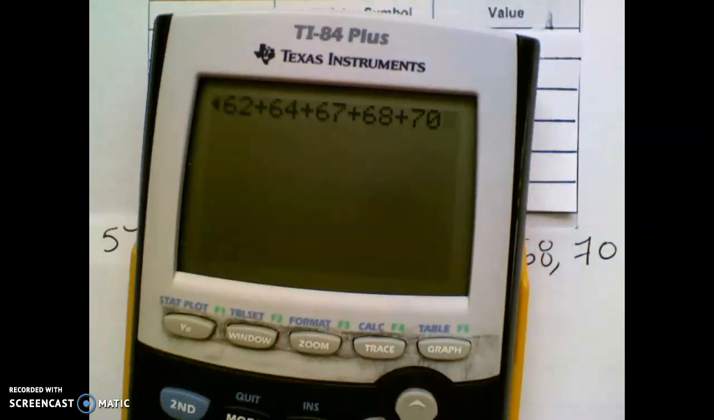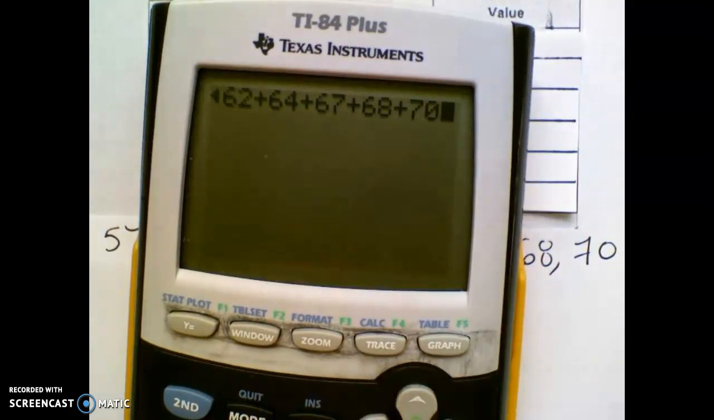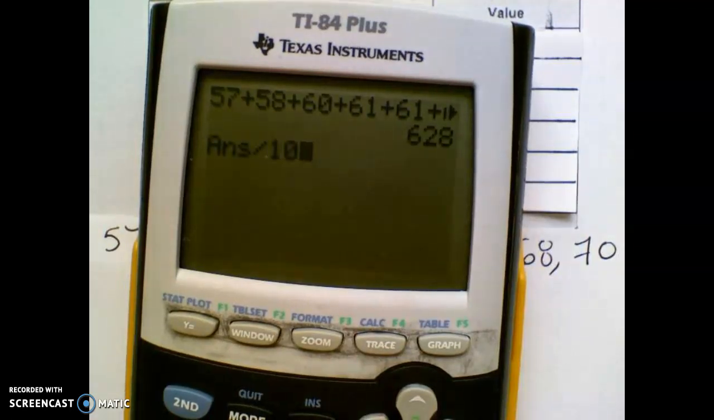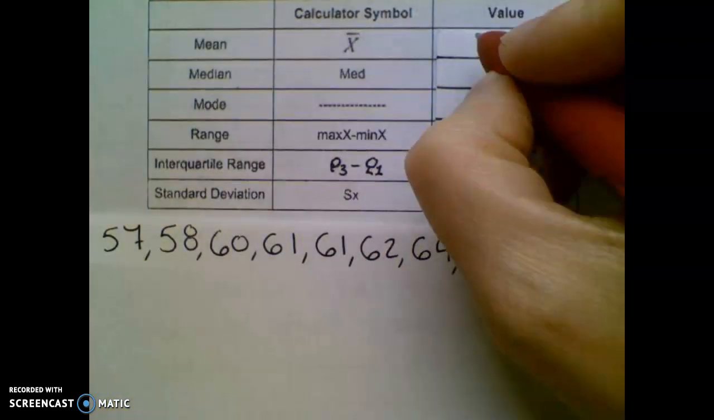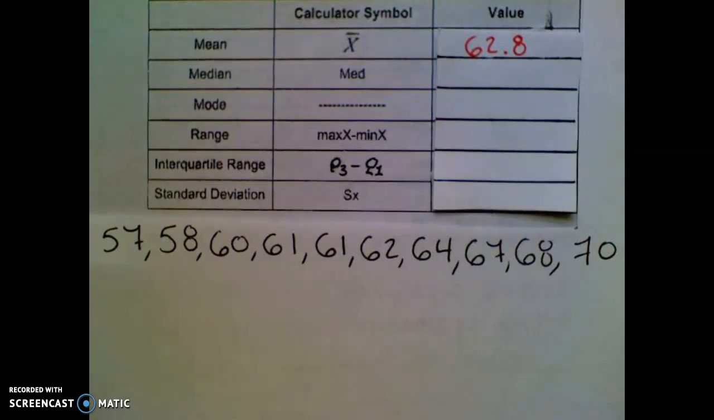So in my calculator, I went ahead and I typed in adding up all the things. So plus 70, and so on. Press enter. I'm going to divide by the number of items I have, which is 10. My average is 62.8. So my average is 62.8. All right, you should have all found mean before. That should be nothing new.